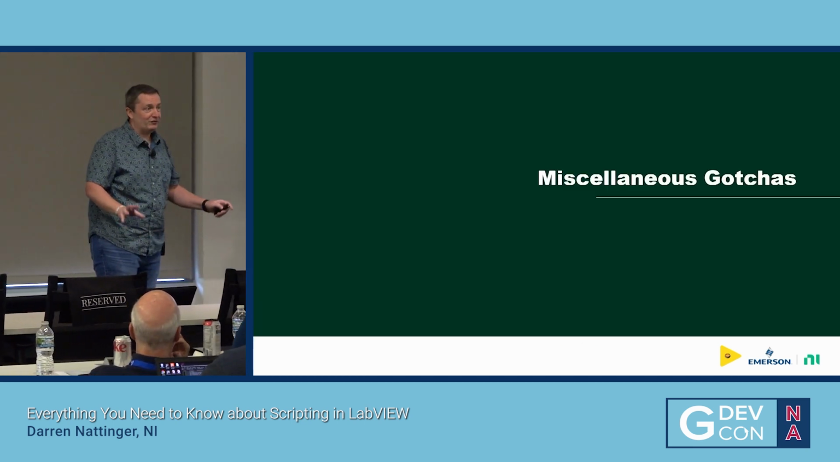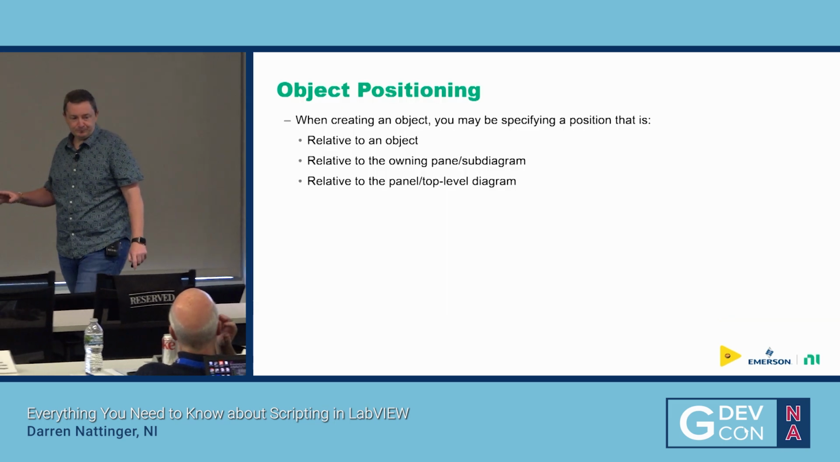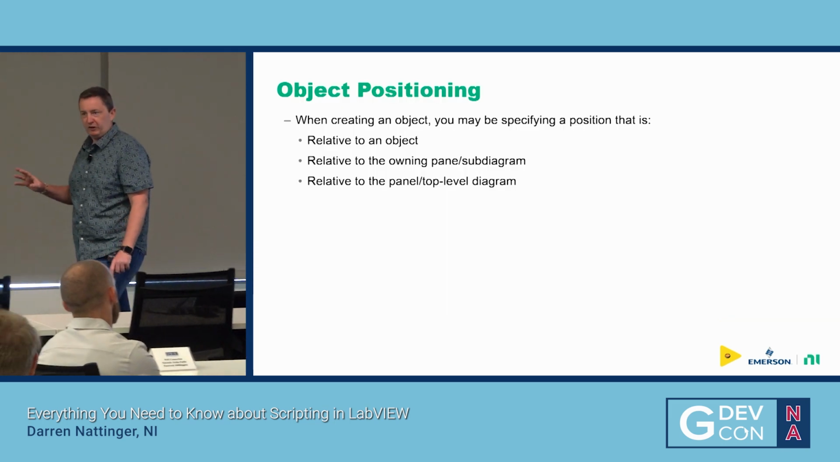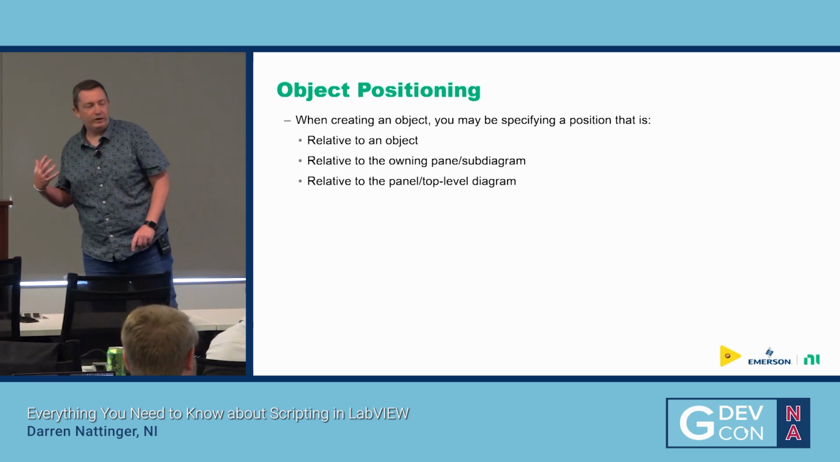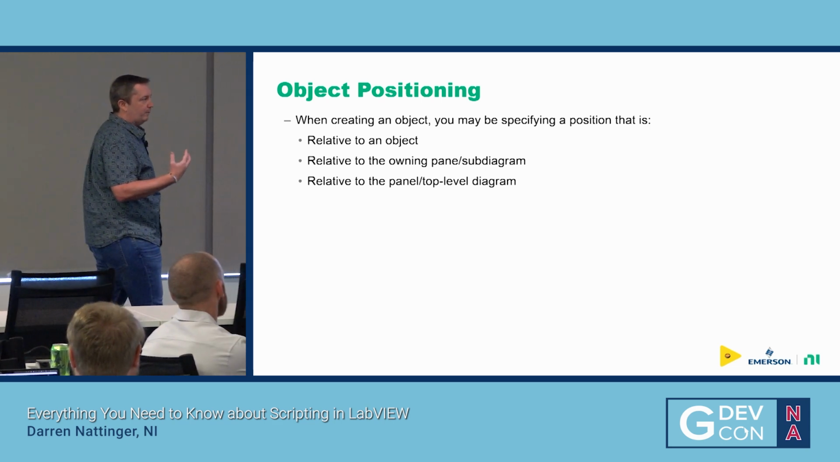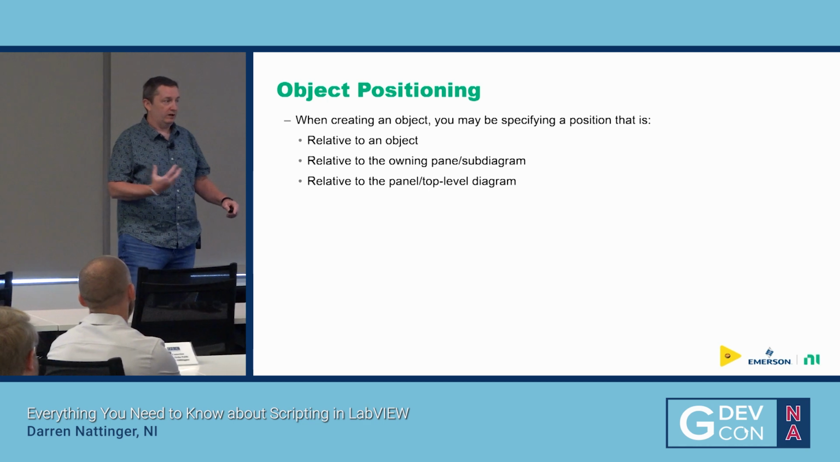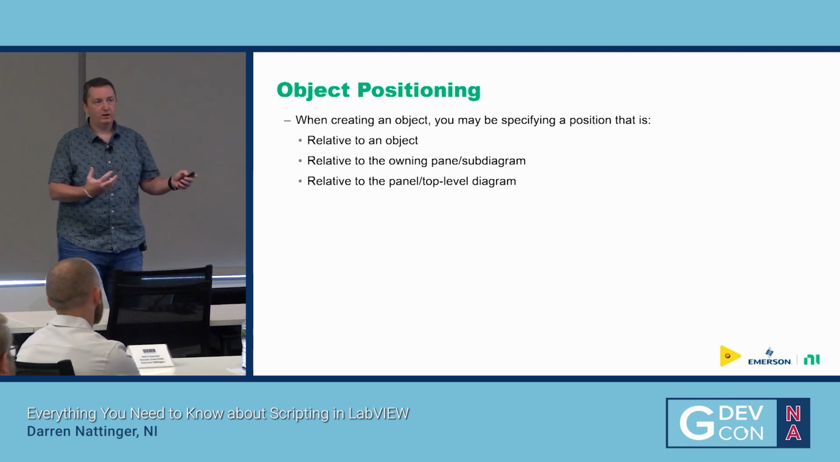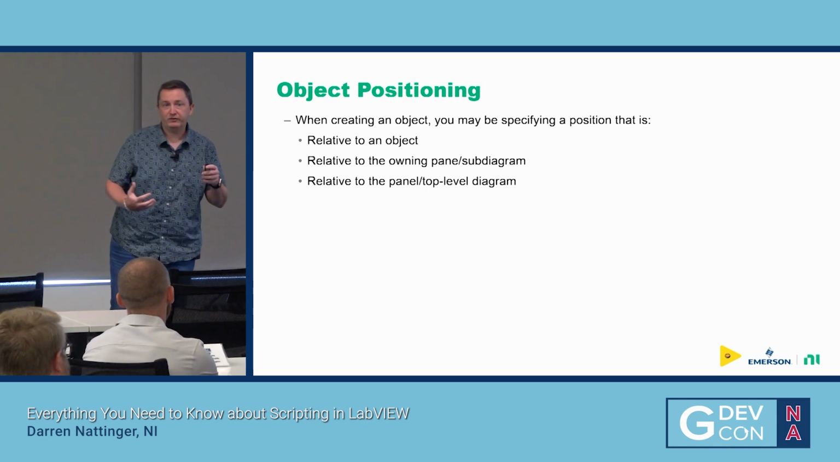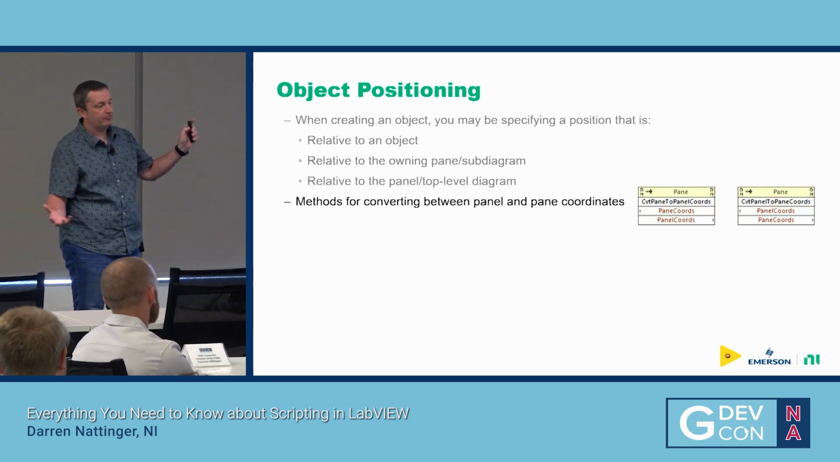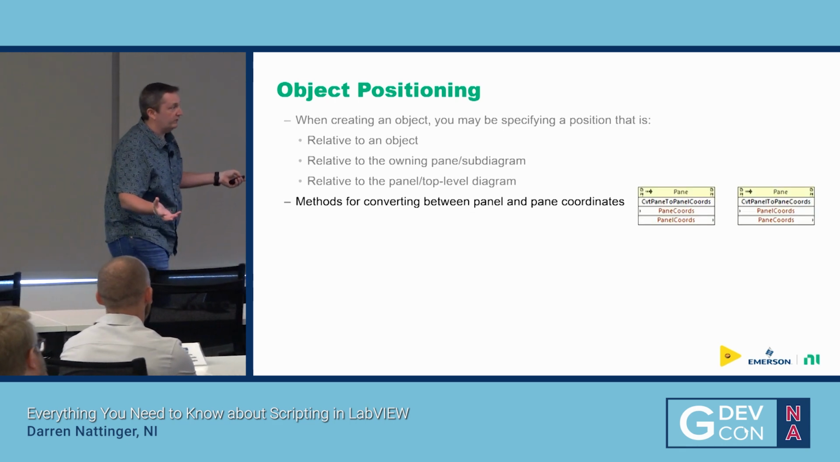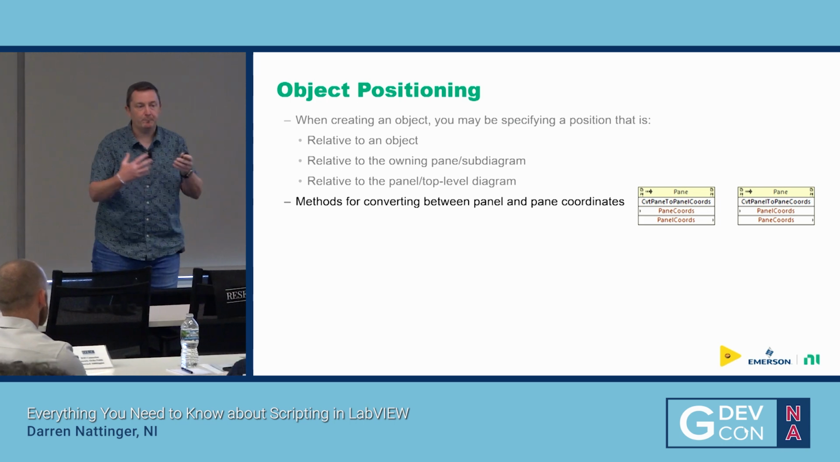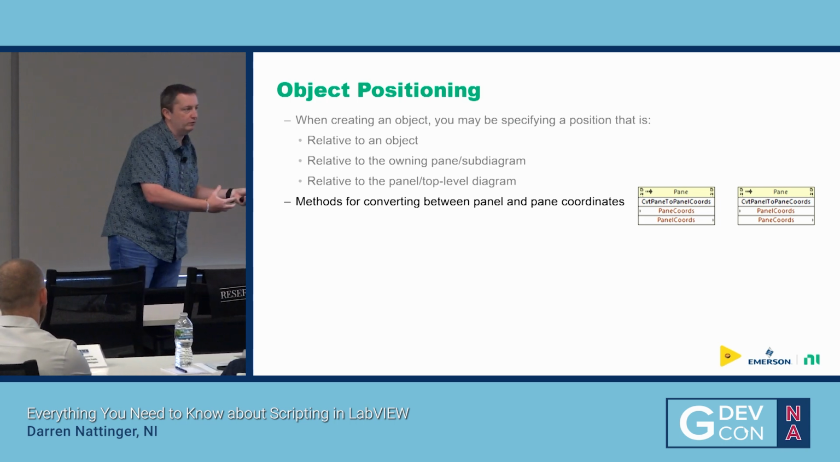All right, so let's talk about some miscellaneous gotchas. I sort of referenced this a little bit before with object positioning. When you are positioning things, you might be positioning something relative to another thing, or relative to a subdiagram that owns it, or relative to the top corner of the block diagram. There are some methods in scripting to help you convert coordinates. Like I've got some panel coordinates. How do I convert those to pane coordinates?